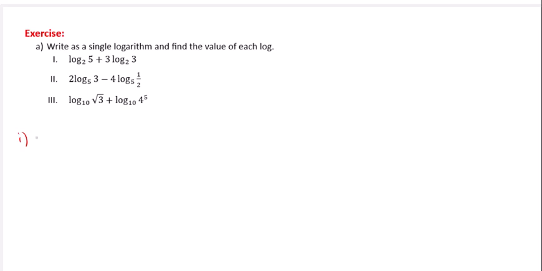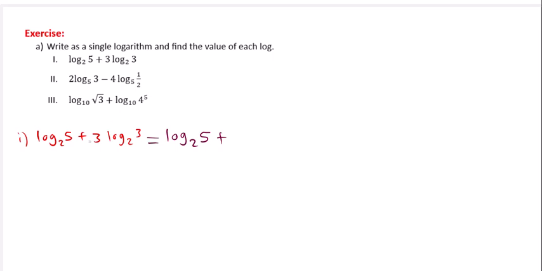I have log to base 2 of 5 plus 3 log to base 2 of 3. Here I have the sum of two logs, so I need to combine them in a single log in order to solve the question. Here guys, before I use the product rule, I need to get rid of the coefficients. So the first log, I don't have any problem with it.